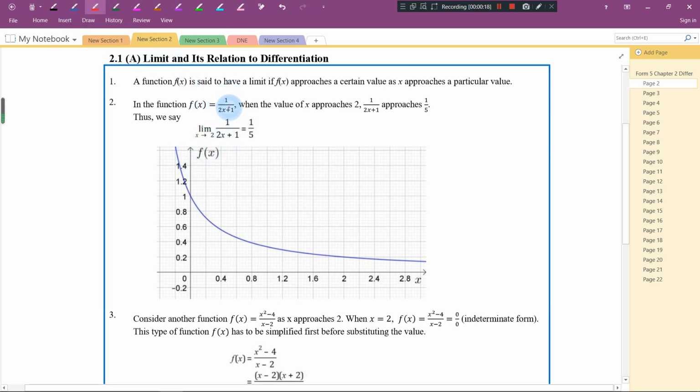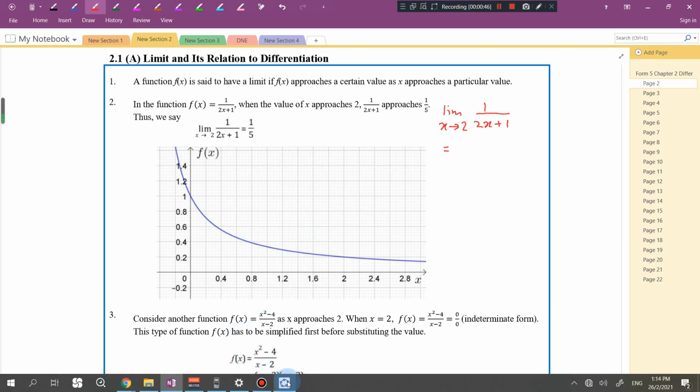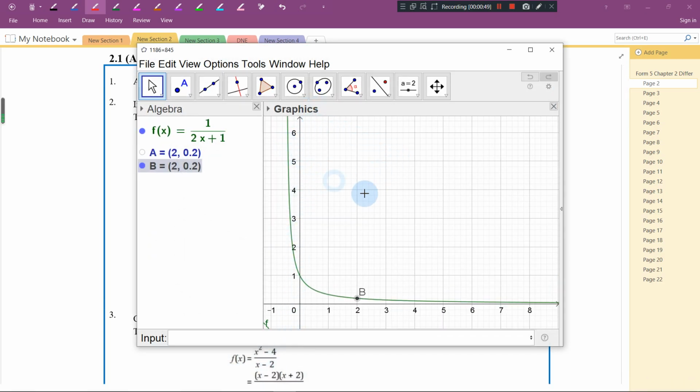f of x is equal to 1 over 2x plus 1. If I ask you to find the limit of this function, 1 over 2x plus 1, as x approaches 2, how do we get the answer? It means that when the x value becomes closer to 2, what is the value of f of x heading to? Okay, now let's look at this function.